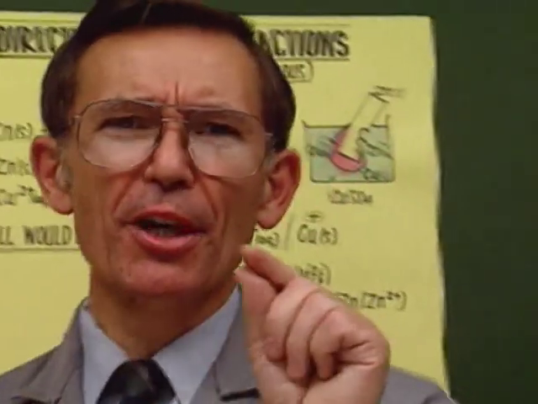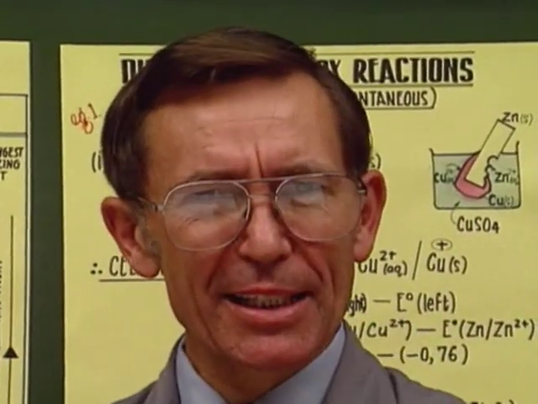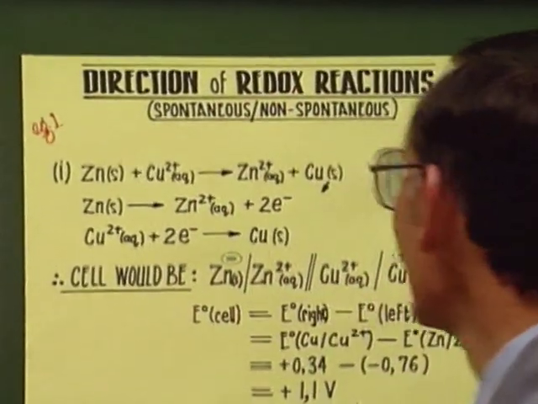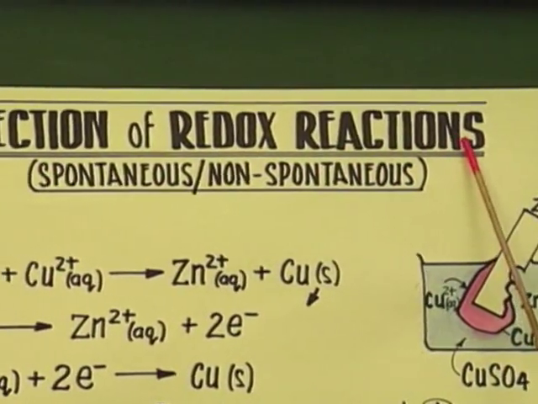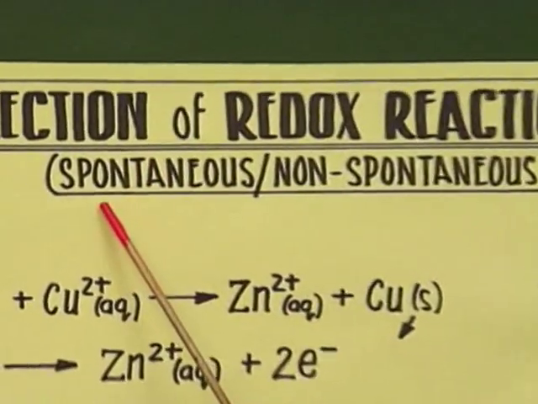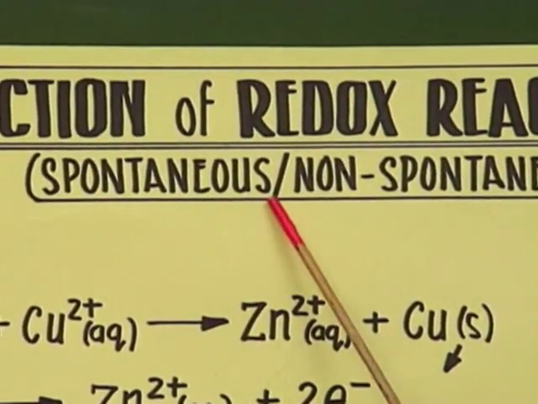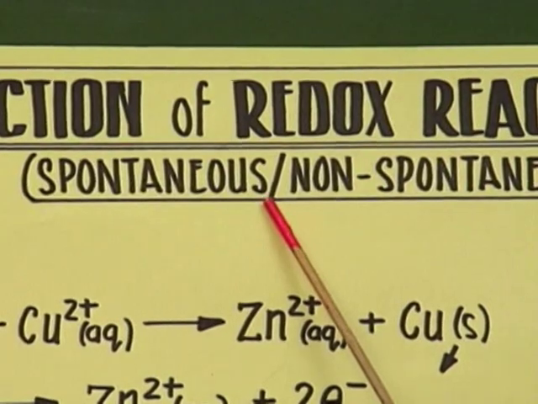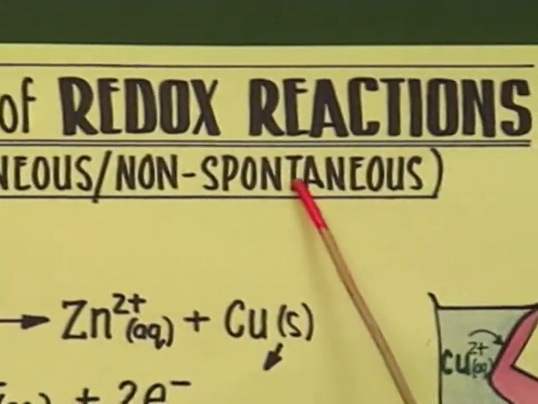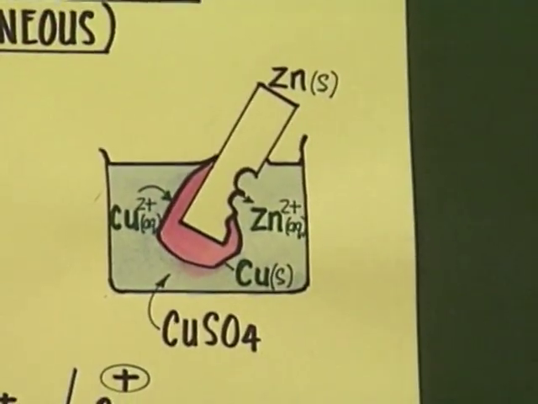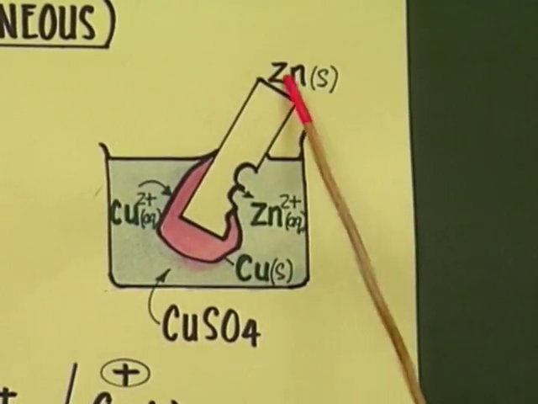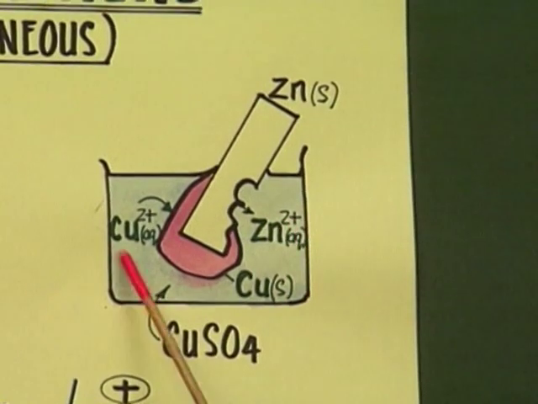A second use of the standard electrode potential series is to predict in which direction a redox reaction will take place, in other words, whether the reaction will take place spontaneously, as written from left to right, or not. Our first problem is to determine whether a spontaneous reaction will take place or not when a strip of zinc is dipped in a copper sulfate solution.